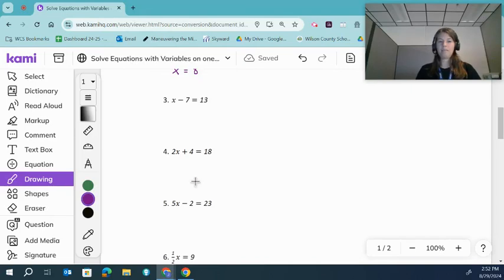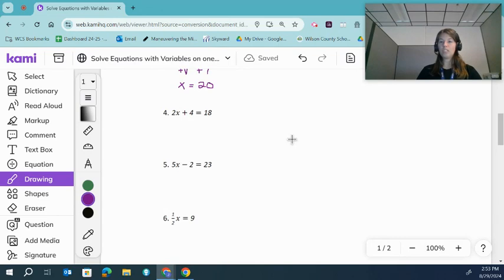Okay, so x minus 7. So we are going to add 7 to both sides. Okay, so negative 7 plus 7 is 0. So that leaves us with x equals 20. Again, substitute it back into the original. X is 20. Well, then I substitute in for x. That's going to be important. 20 minus 7 equals 13. This is true, so my solution is correct.